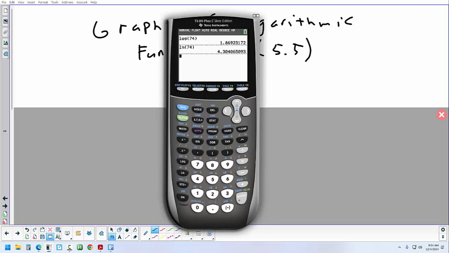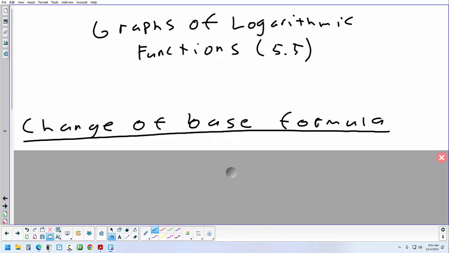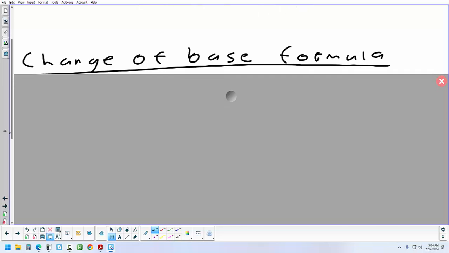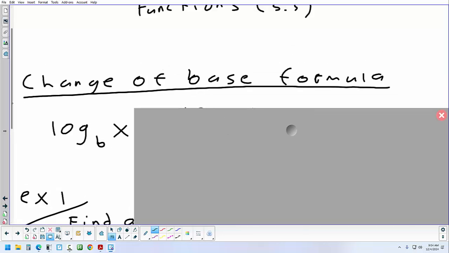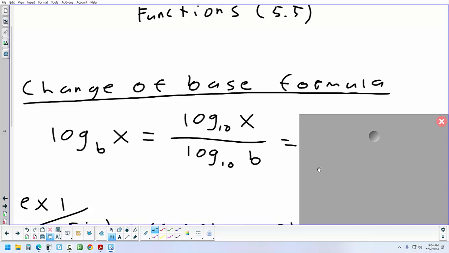So what do we do when it's not a 10 and it's not an E? Well, we're going to use what's called the change of base formula. The change of base formula allows you to plug in a log that's not base 10 or base E. I'm going to show you a way to do it that will work on any calculator that has a log button. Some other calculators might have fancier ways to do it, but not every calculator has that. So I'm going to show you a way that works on any calculator with a log button. There's actually two ways to do it. That is the first way.